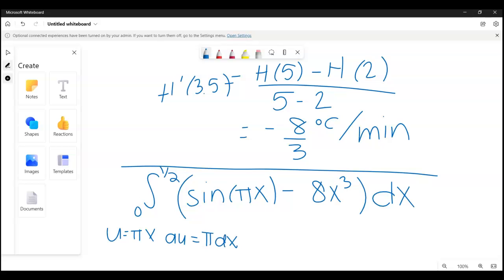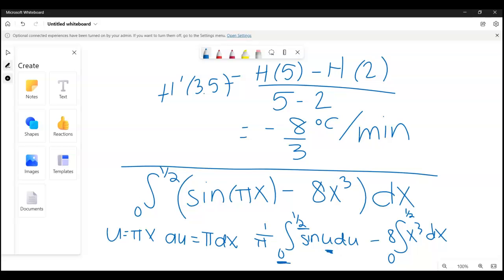So it's 1 over pi, the integral from 0 to 1/2 of sine u du minus, and honestly, I like to bring out the 8x cubed dx from 0 to 1/2. Now, you have to remember that with u sub, if you change this to u, you either have to put your u back in after you antiderive sine or change your bounds. And this is a free response. It's not like you can get lucky with a multiple choice.